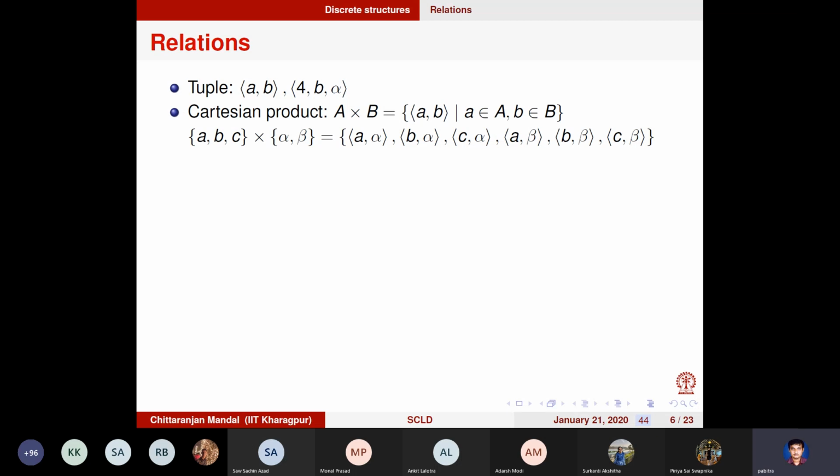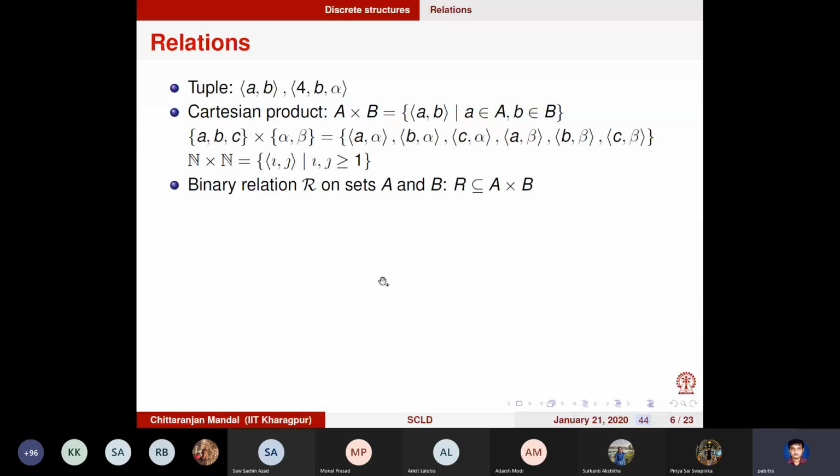So here are some examples. A, B, C is one set A, and alpha, beta is another set B. You include in the Cartesian product all possible ordered pairs comprising elements of A and elements of B. Now we define a binary relation R on the sets A and B as any subset of the Cartesian product. You pick any subset of the Cartesian product, and we call it a relation on the sets A and B. For example, if you take the subset of A cross B comprising the first three elements, that would define a relation.